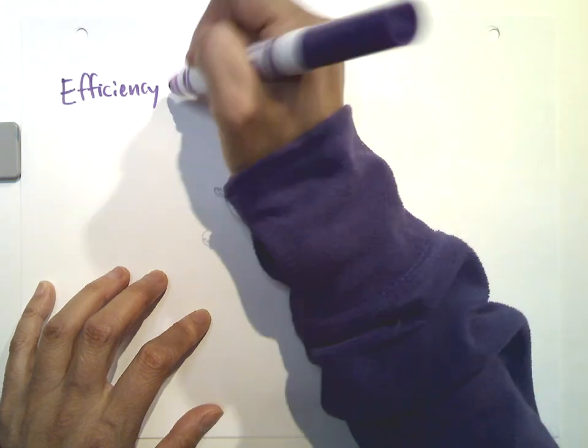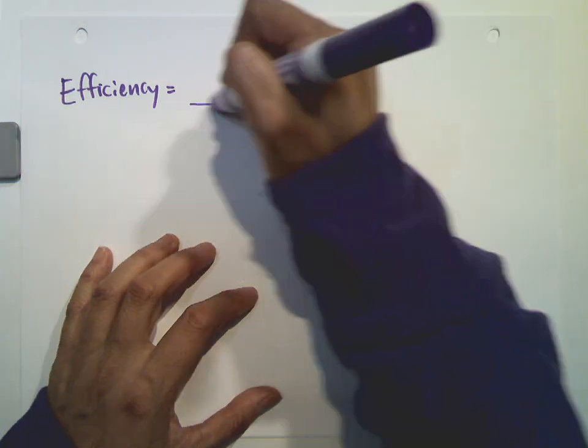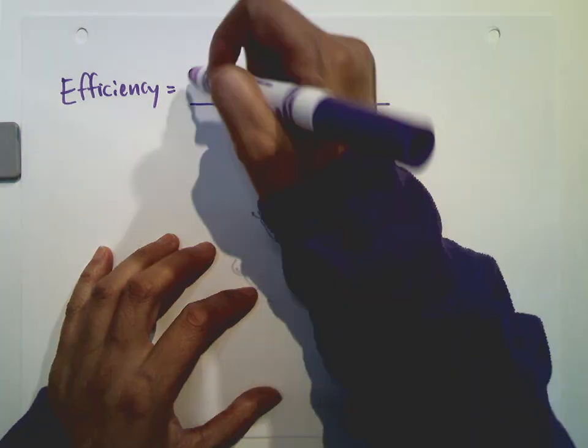Efficiency. And you can calculate it in two ways. You can either use energy or power, but don't mix and match. So you either convert everything to energy or everything to power. I'm going to use the energy definition first.